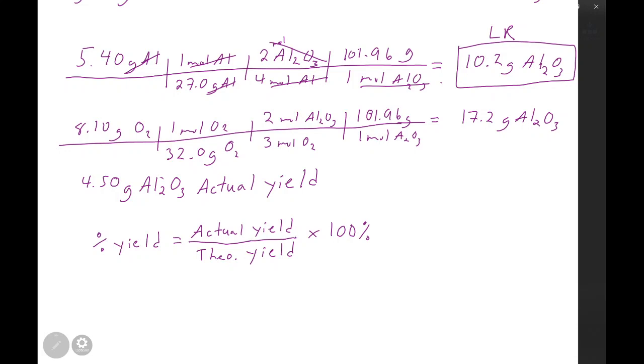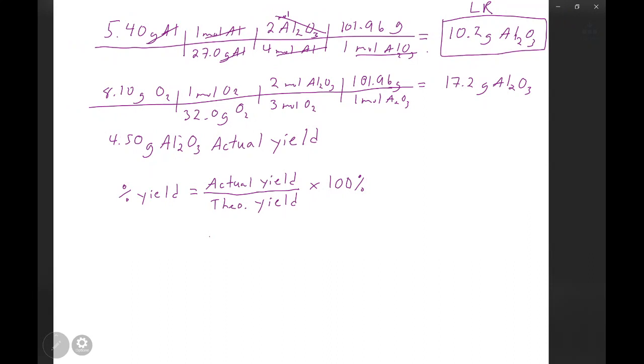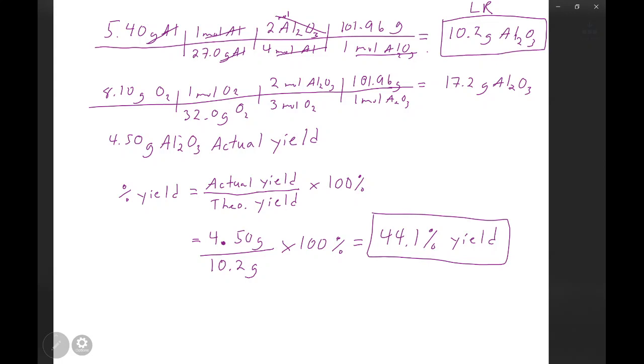Okay, so now all we have to do is take our numbers and plug them in. Our percent yield will be 4.5 grams over our theoretical yield of 10.2, times 100, and this gives us 44.1% yield. So lower than 50%. We weren't super great chemists when we did this. But nonetheless, now we have our percent yield.